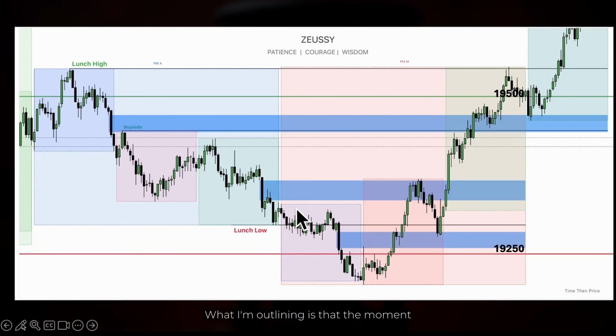What I'm outlining is that the moment that you recognize that the reversal is in close proximity to this range low, to this level, you can anticipate that the market is likely going to draw towards the opposing side of the range, which is 19,500 right here. Notice that the market displaces through this CB, which functions as support in price. Displaces through this CB as well after initially rejecting it, and we see the market reprice higher, taking out buy-side liquidity resting above this high.